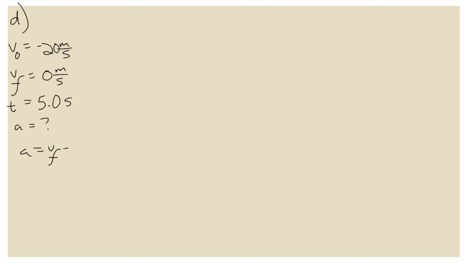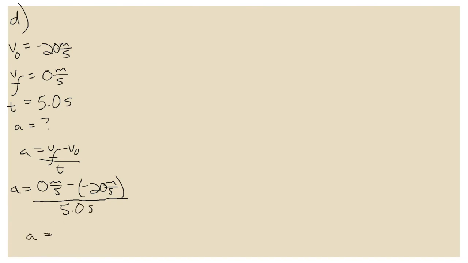So we have the acceleration is equal to the final velocity minus the initial velocity over the time. And so that means our acceleration is going to be 0 meters per second minus negative 20 meters per second over 5.0 seconds.